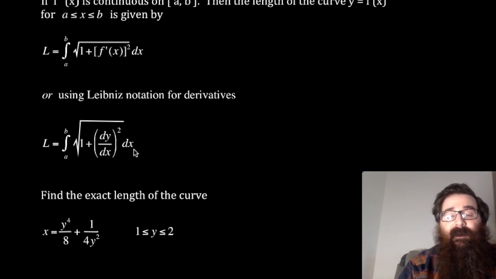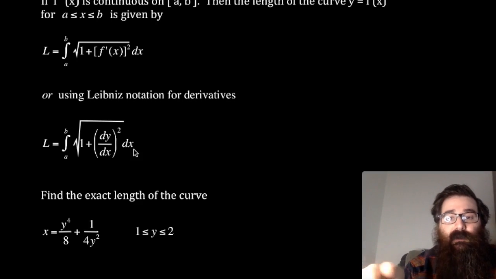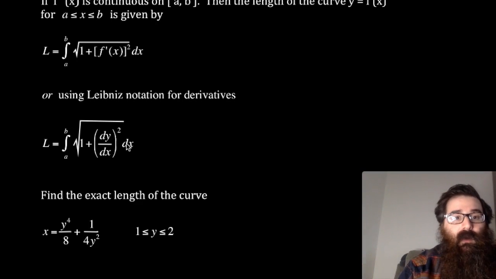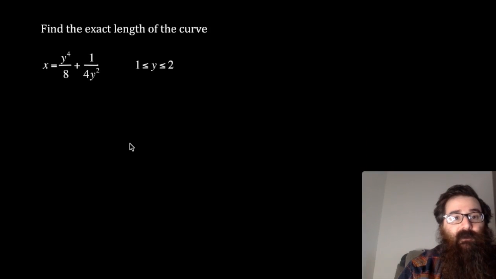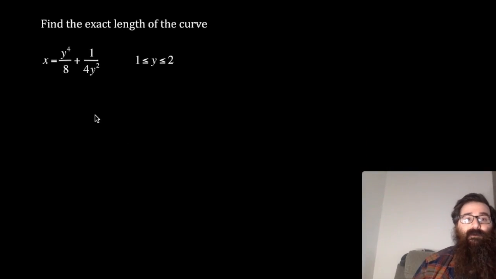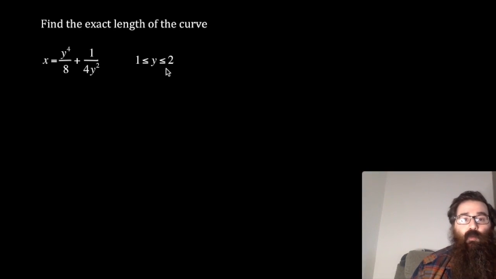Of course, arc length doesn't really care if we're moving in the x direction or the y direction, so we could talk about dx dy and integrating with respect to y as well. And we'll see that in our first example. So here we'd like to find the exact length of the curve x equals y to the fourth divided by 8 plus 1 divided by 4y squared, and then we have bounds given on y from 1 to 2.